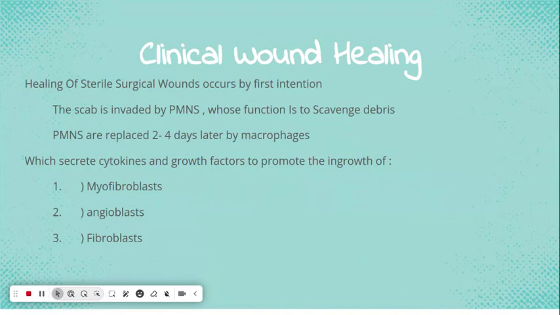So in clinical wound healing, this is healing of a sterile surgical wound site by first intention. So the scab is invaded by PMNs. Once again, they are then replaced by macrophages, which secrete cytokines and growth factors to promote the ingrowth of the myofibroblasts, angioblasts, and fibroblasts.